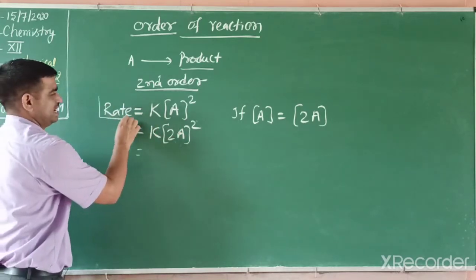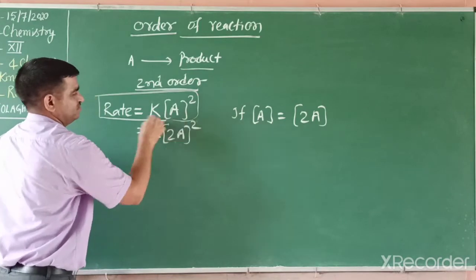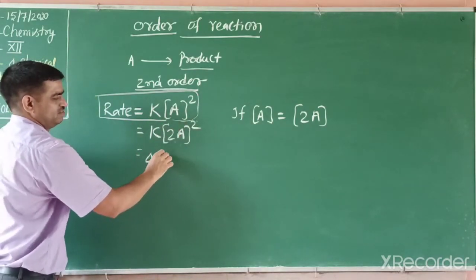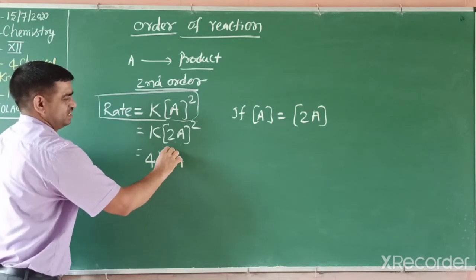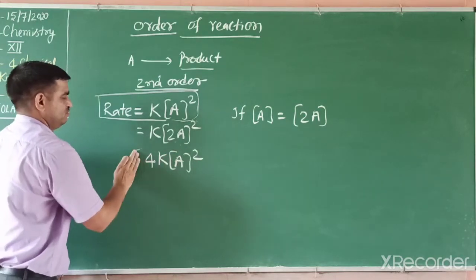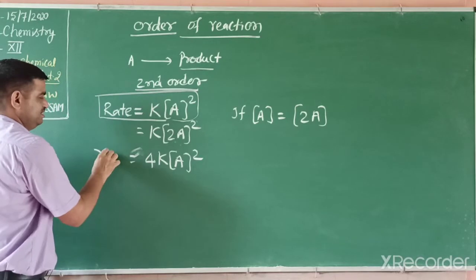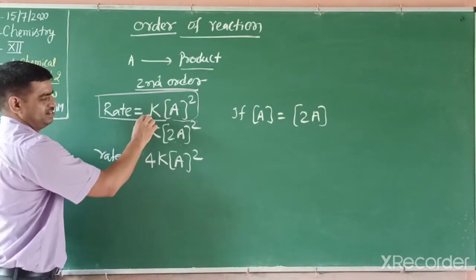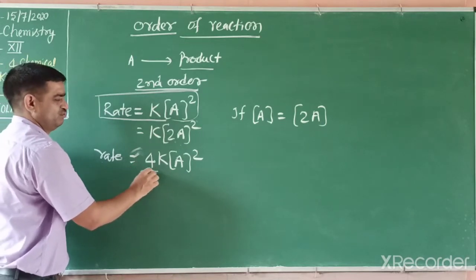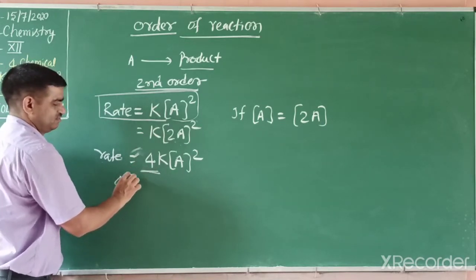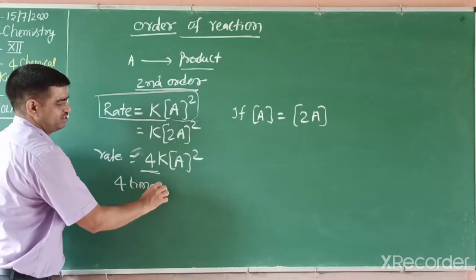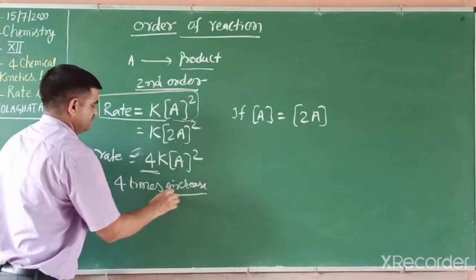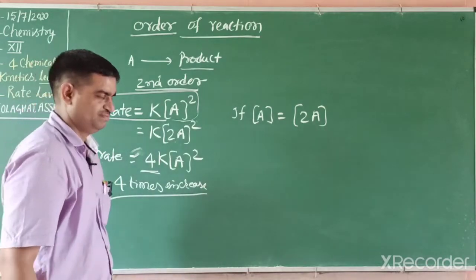We want to take this 2 out of the square bracket, because our motto is to write it like the original equation. When we solve this, we write 4 k [A] power 2. What is the difference between the earlier rate and this rate? This rate is 4 times the earlier one. So the rate of reaction increases 4 times if the concentration is doubled.